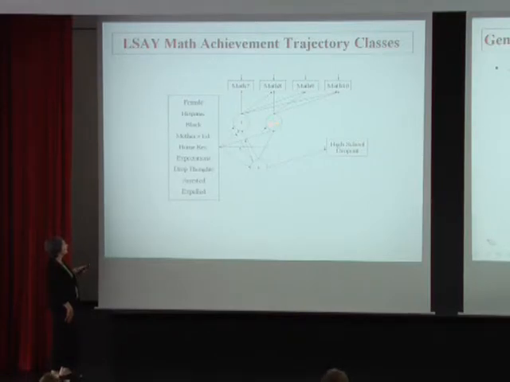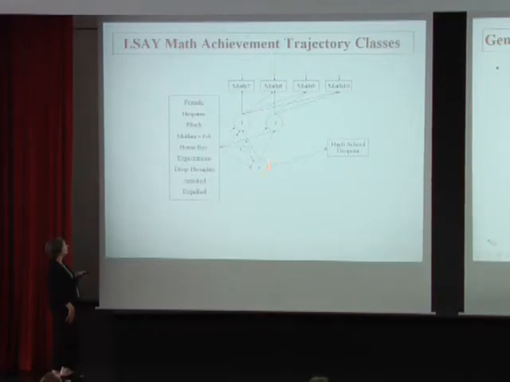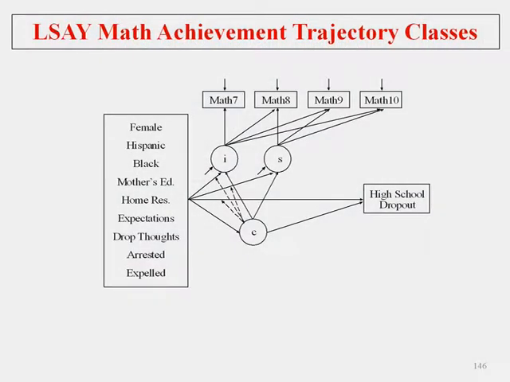So we're familiar now with the linear growth model, which has an intercept and slope growth factor. And we have our categorical latent variable C, and it's pointing to I and S, and it's also pointing to high school dropout. So when it points to I and S, it says that the intercepts of the intercept and slope growth factors are going to vary across classes, and when it points to high school dropout, it says that the thresholds are going to vary across classes.